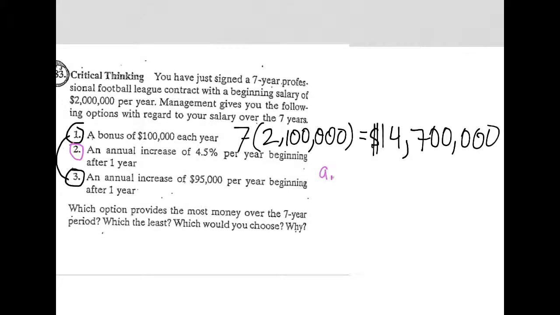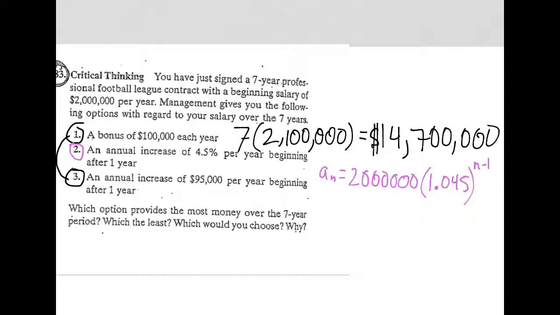So, if we're writing our explicit formula, a sub n will equal our starting quantity, which is 2 million, times our common ratio, which should be 1.045 for a 4.5% increase, raised to the power of n minus 1. That is the model that we've come up with, and let's make sure that it makes sense here.